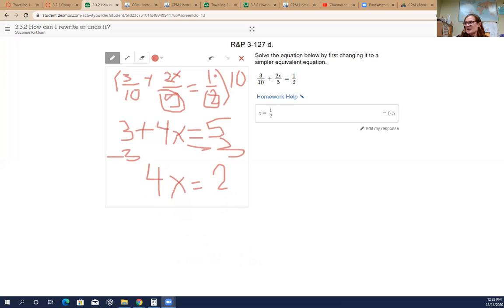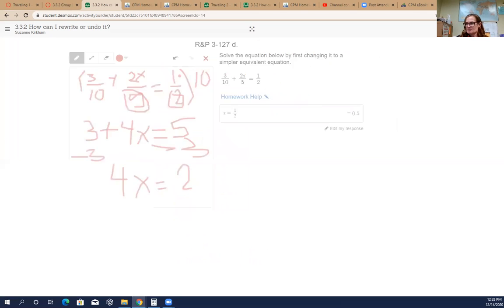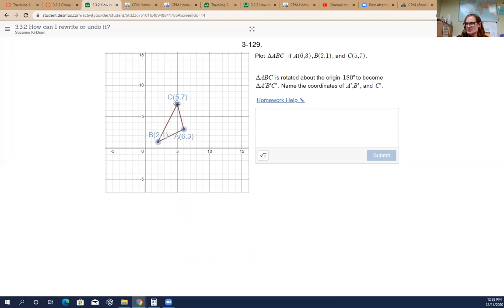All right, page 14. What you've got to do is take these dots and put them where they go on the graph. But we are going to go to the homework help page because it has graphs that we can rotate with. Okay, so these are the instructions. Plot triangle ABC if A is (6, 3), B is (2, 1), and C is (5, 7). So drag each of your dots and put them where they go.